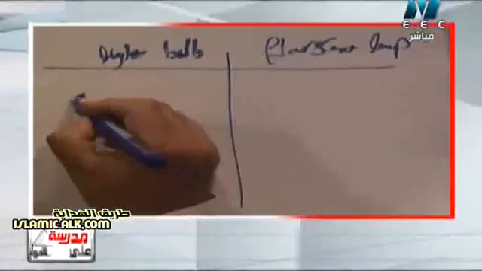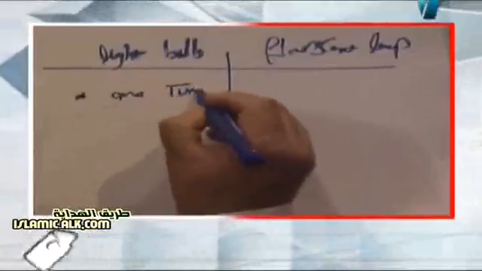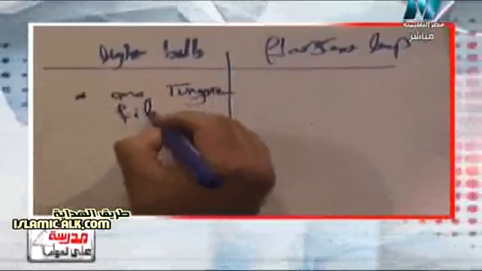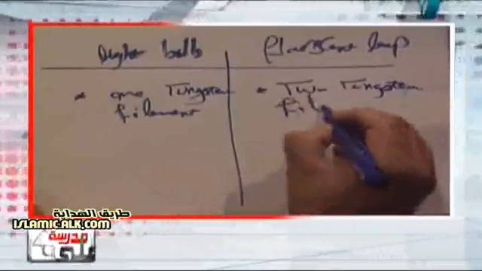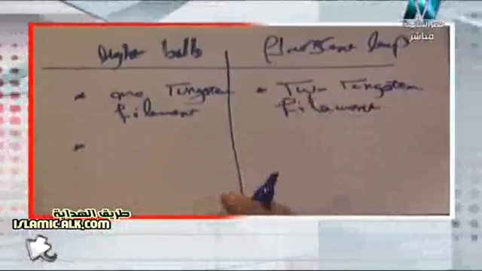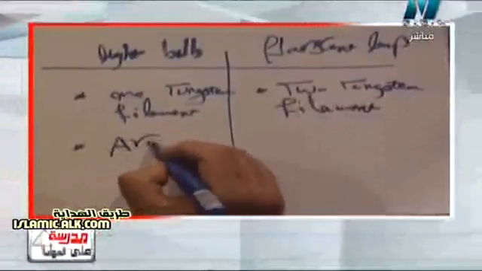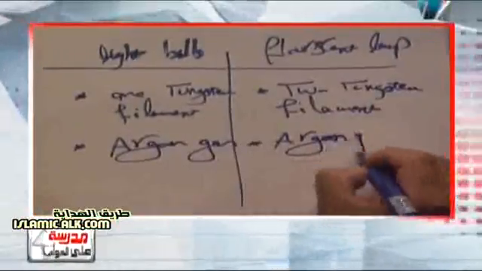Okay, we have lost the connection with Mahmoud, so now we will have a comparison between the light bulb and the fluorescent lamp. The light bulb contains only one tungsten filament. Okay, the fluorescent lamp contains two tungsten filaments. The light bulb contains also argon gas. Here I have argon gas. Also I have argon gas. Okay, it has only one base. It has two bases or 2 points of connection.